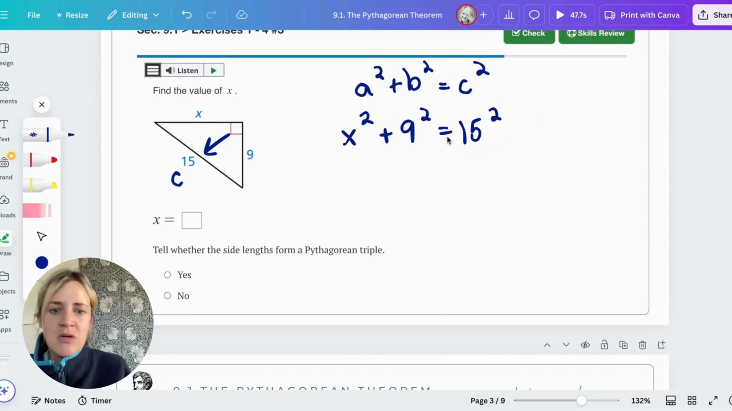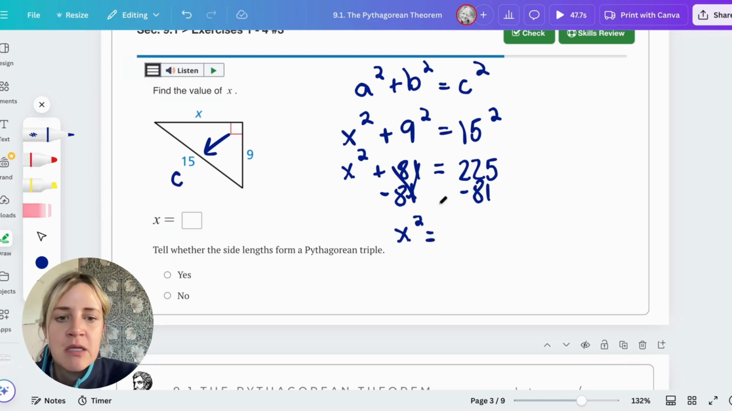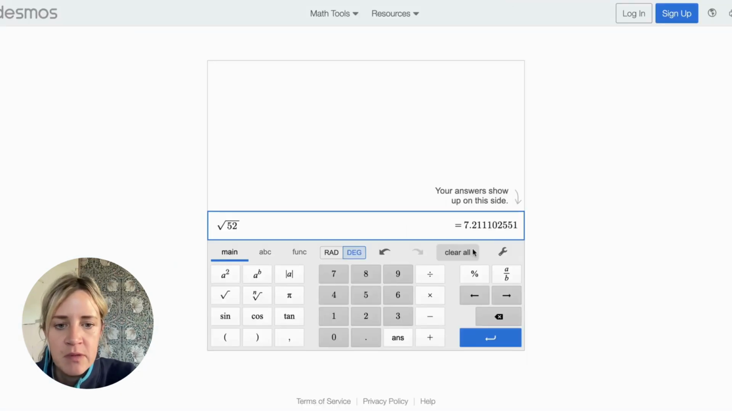Again, don't put this in your calculator like this. Do the work step by step on your own first. Okay, so x squared, 9 squared is 81. 15 squared is 225. Put that in your calculator if you need to. We're going to solve this for x, so we want to subtract 81 from both sides. So then we get x squared equals, I'm going to have to put this one in my calculator, 225 minus 81, 144.